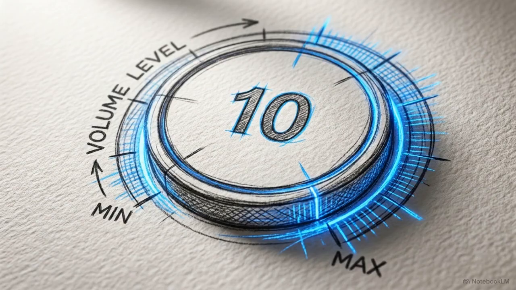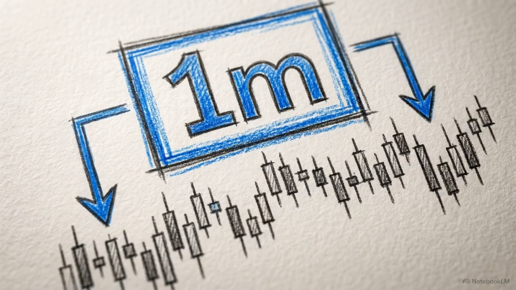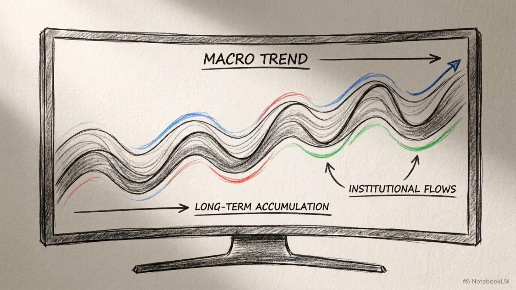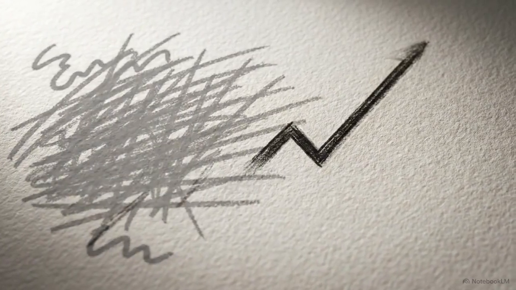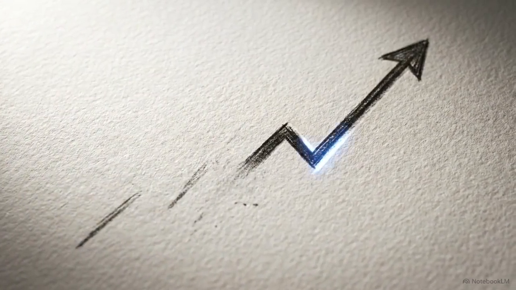While the default is set to 10 periods, you can dial the sensitivity in. A short period captures quick scalping opportunities, while a longer period provides the clarity needed for swing trading. This smoothing process clears away the daily noise to reveal the true underlying momentum of the market.